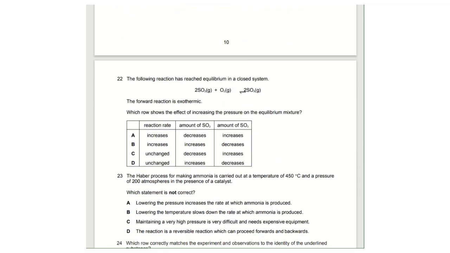The following reaction has reached equilibrium in a closed system. Which row shows the effect of increasing the pressure on the equilibrium? The reaction rate increases, yes. So leave options C and D. Amount of sulfur dioxide decreases, yes, because the equilibrium will shift from left to right. And amount of SO3 increases, yes. So this will be A.